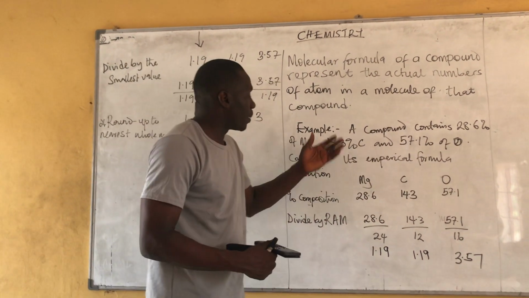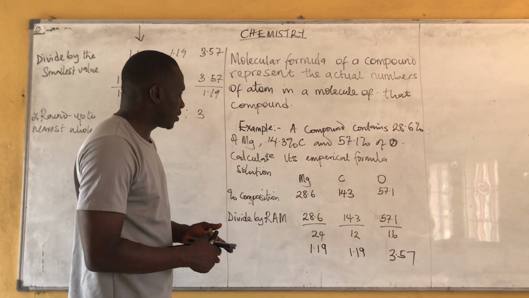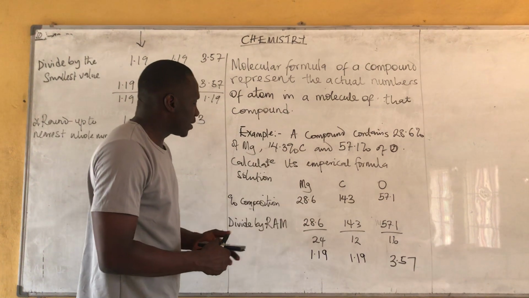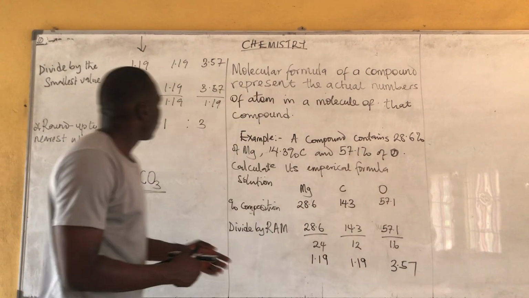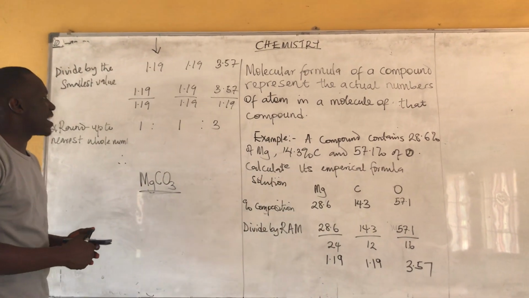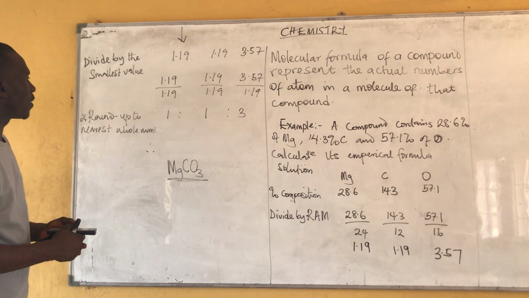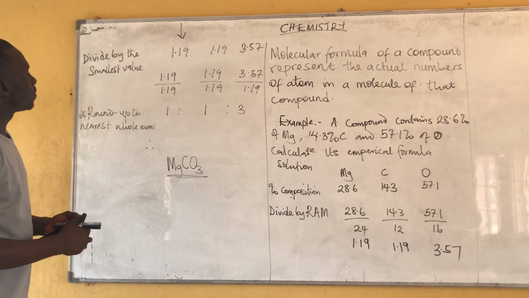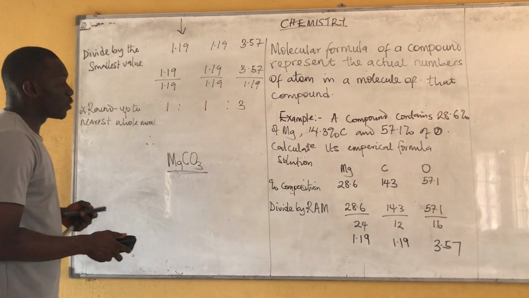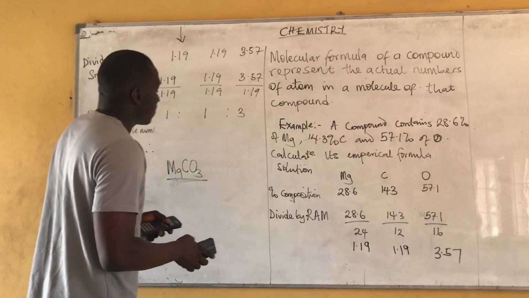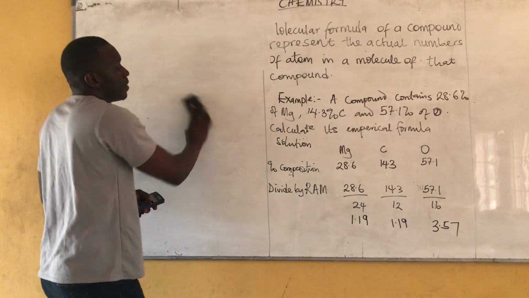So how do we do it? Number one, get the percentage composition of each element. Number two, divide by its relative atomic mass. After getting your values, you divide by the smallest figure, then you get your answer. This is the simplest way to calculate your empirical formula.